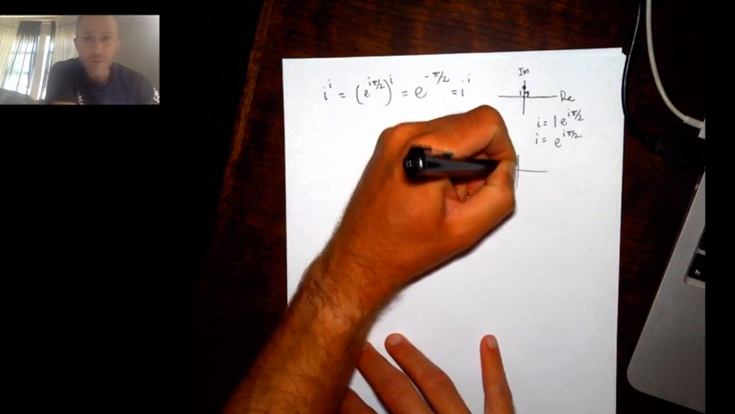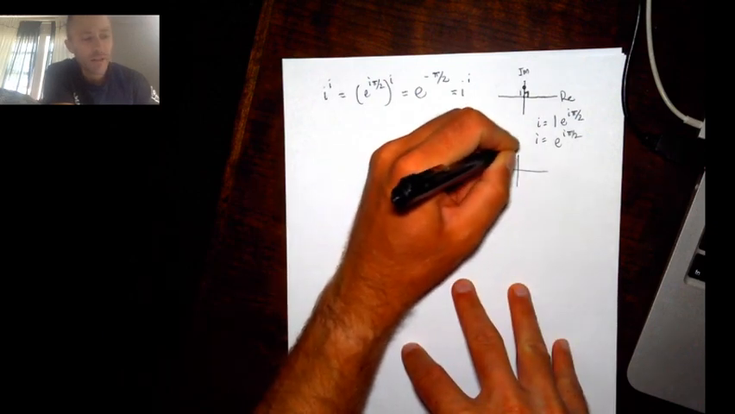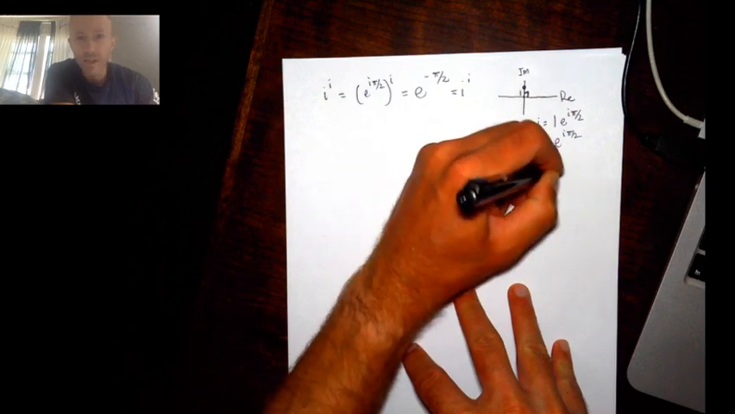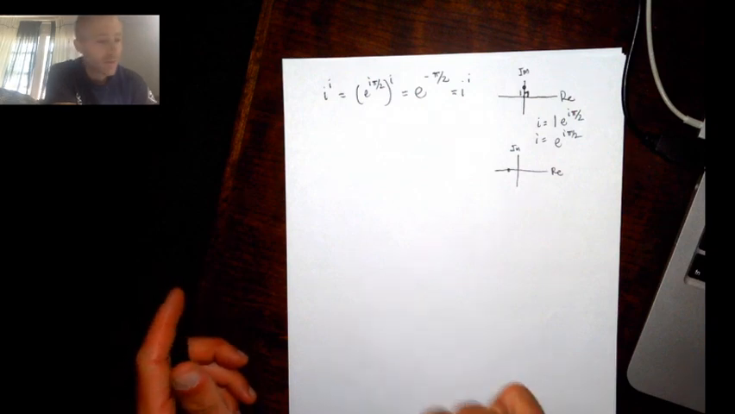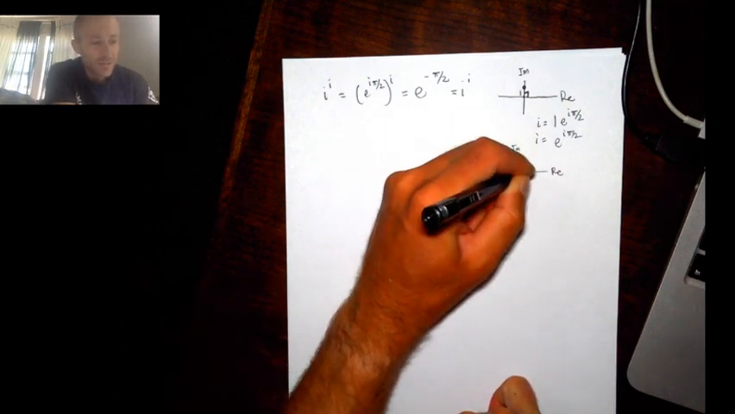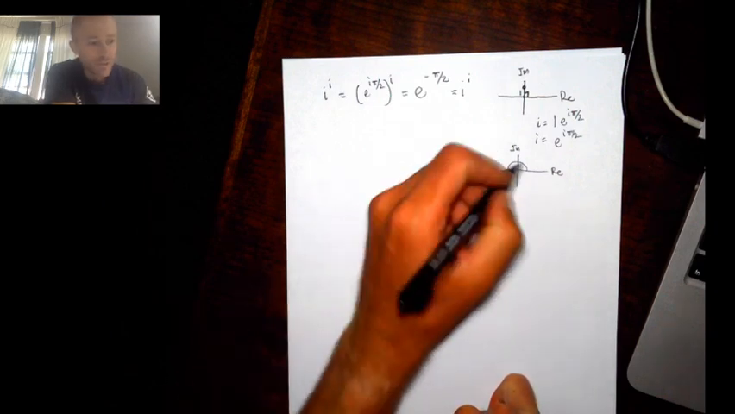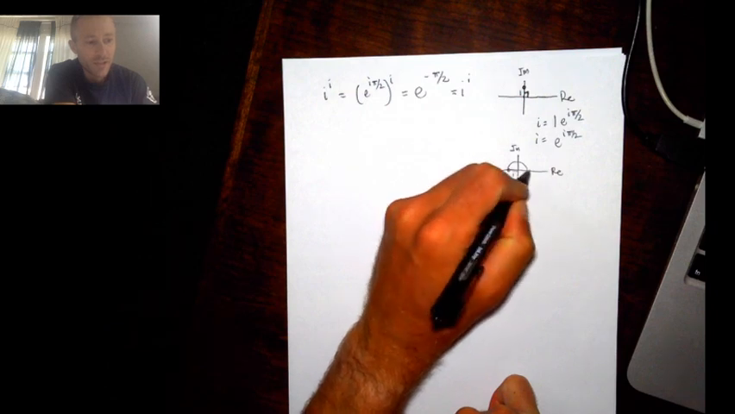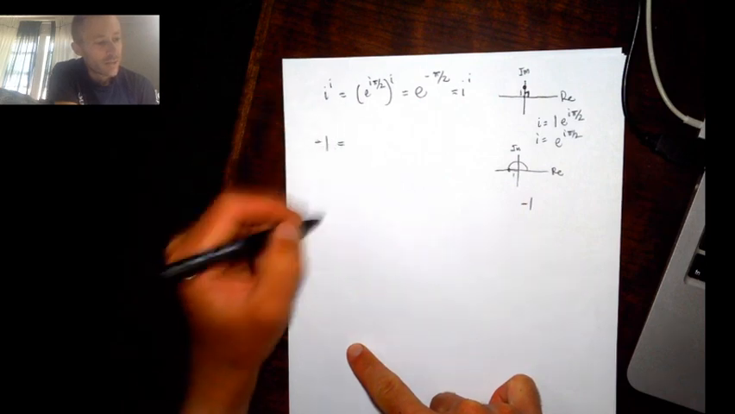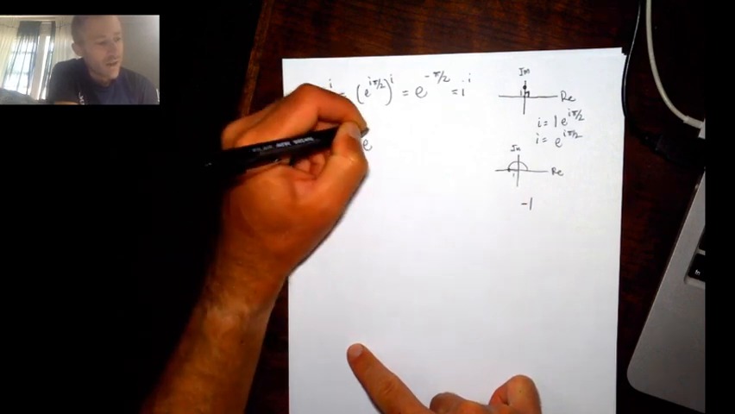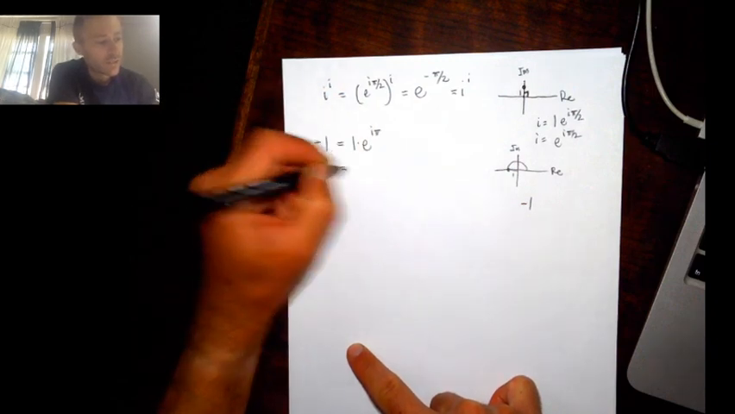Let's think about negative 1. Okay, negative 1 is over here. Negative 1 has a real part of negative 1 and an imaginary part of 0. So what's the angle here? This angle is an angle of pi. So it's a distance 1 from the origin, and it has an angle of pi. So negative 1 can be written as 1 times e to the i pi. So negative 1 equals e to the i pi.